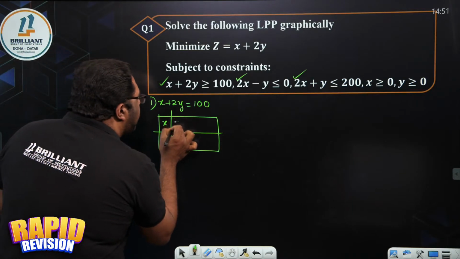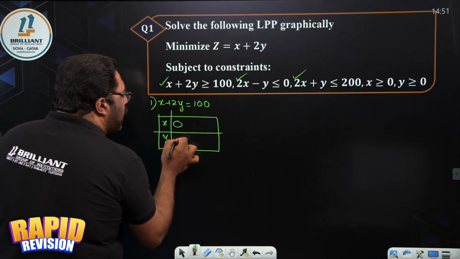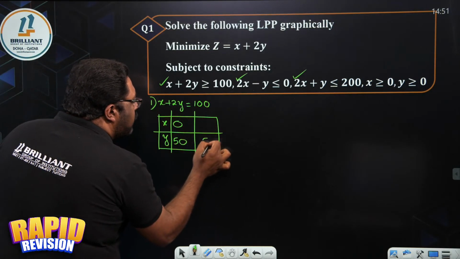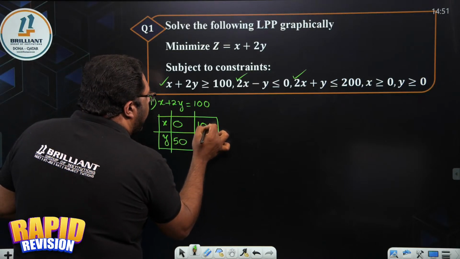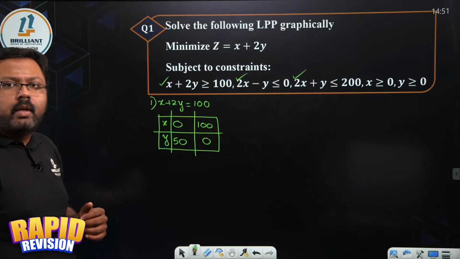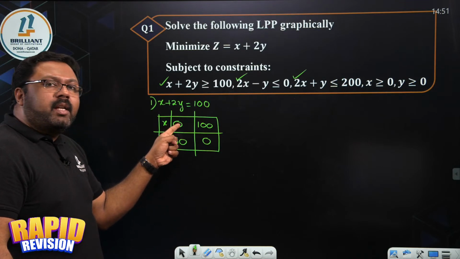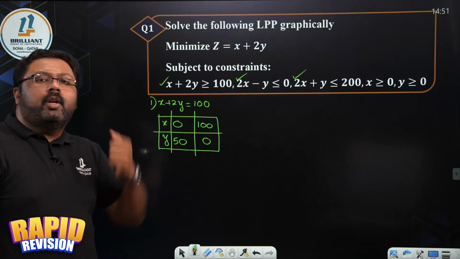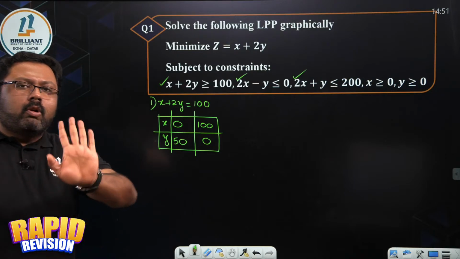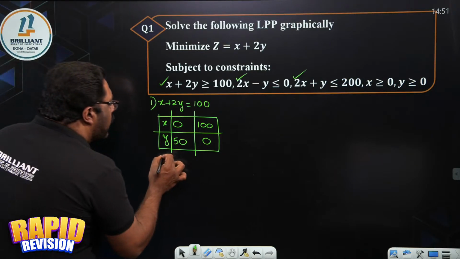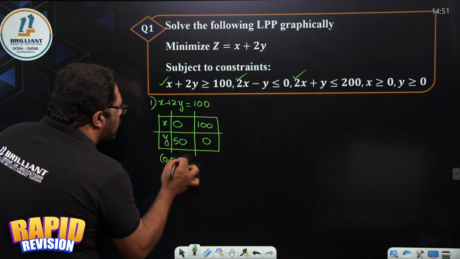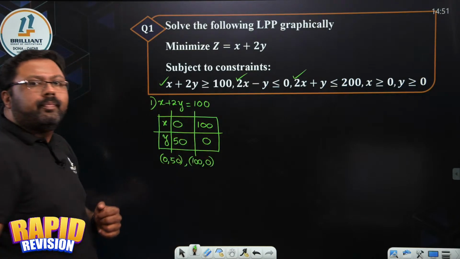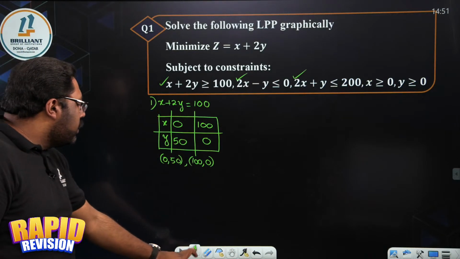So for that, just put x equal to 0 in this equation. You will get y is equal to 50. Put y is equal to 0 in this equation, you will get x is equal to 100. Finished. x equal to 0 means it's a point on the y-axis. y equal to 0 means it's a point on the x-axis. Just get 2 points to draw it. And what are the 2 points? 0, 50 and 100, 0. That's the first equation.